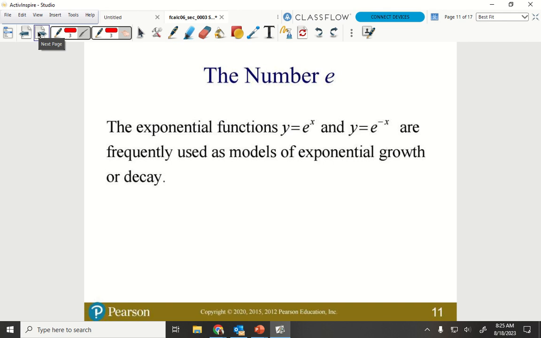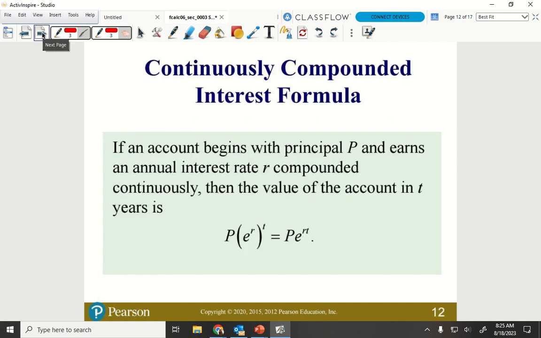Exponential functions, y equals e to the x and y equals e to the negative x, are frequently used as models of exponential growth or decay. The continuously compounded interest formula is principal P times e to the r times t, where t is my time.